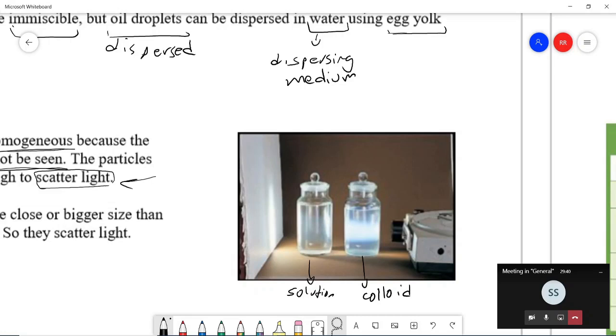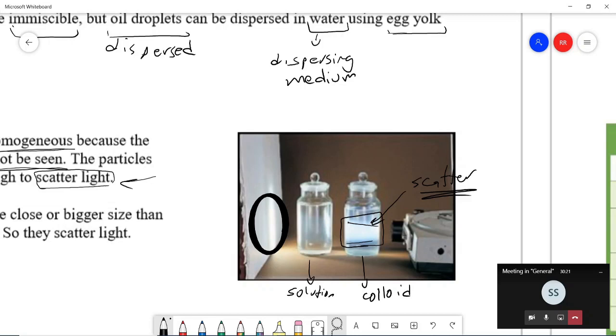We cannot see the light passing through the solution, only very little. We assume that the light is not seen throughout this solution. But if you look at the same light, and it's also transparent, you can see the light has passed through. But if you look at the colloid, we can see the light passing through this mixture. This light that is seen here is actually scattering light. This is called scattering light.